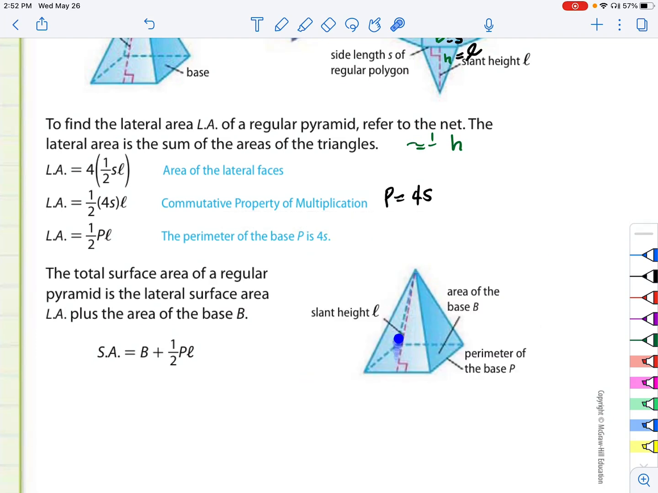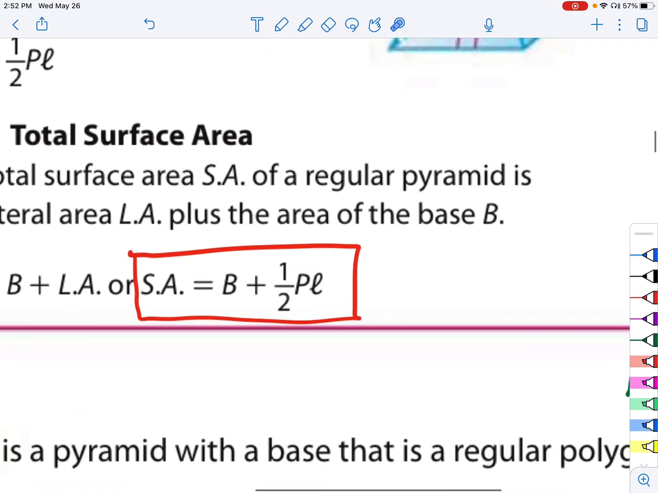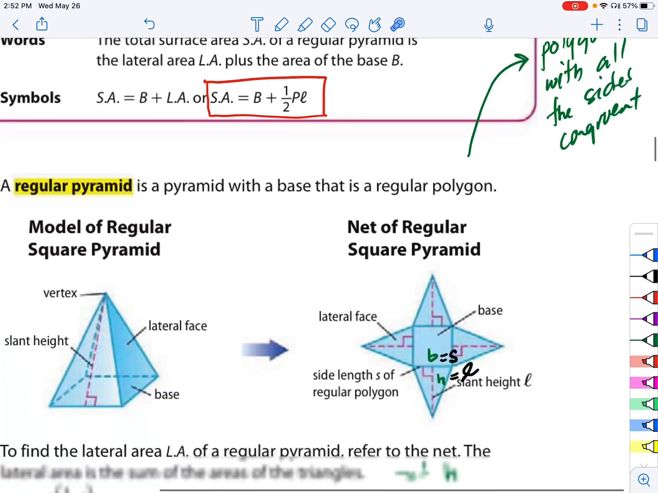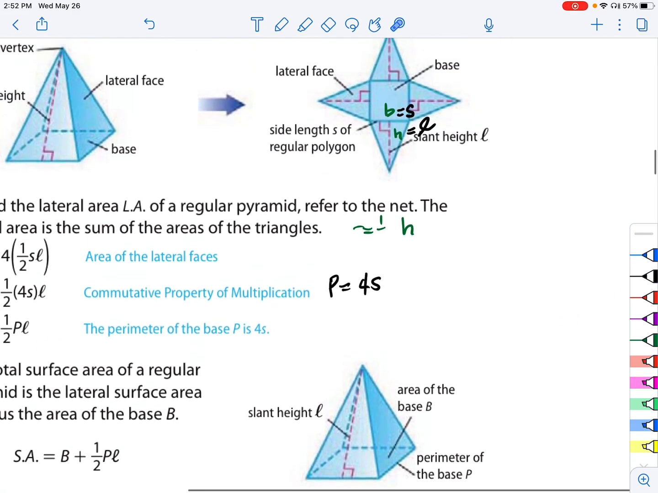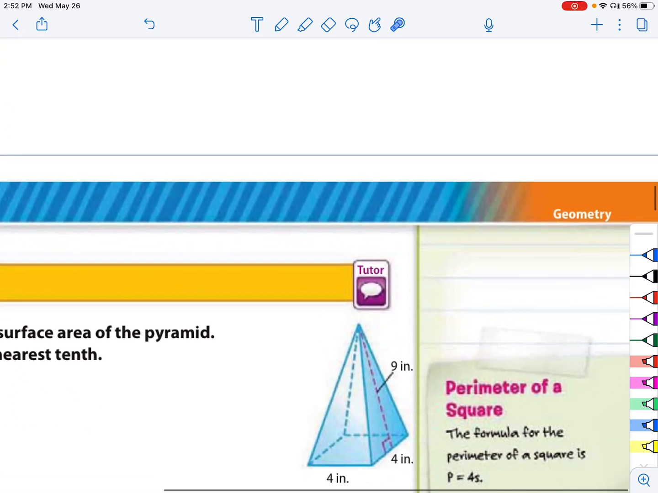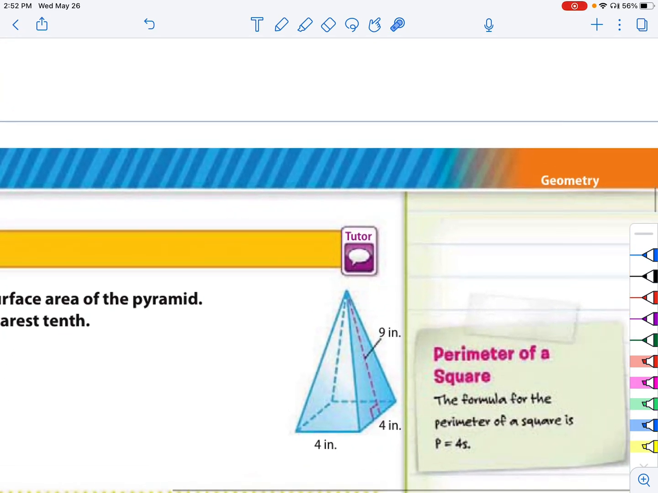This is our slant height, we know that. This is the area of the base, whatever this is. And the perimeter is simply the sum of all the sides. So to be able to find the perimeter, you need to add up all the sides. And that's how you came up with this formula, which is right there. Memorize that formula because this is not going away, boys and girls. This will come back to you in high school, in 8th grade, and so on and so forth.